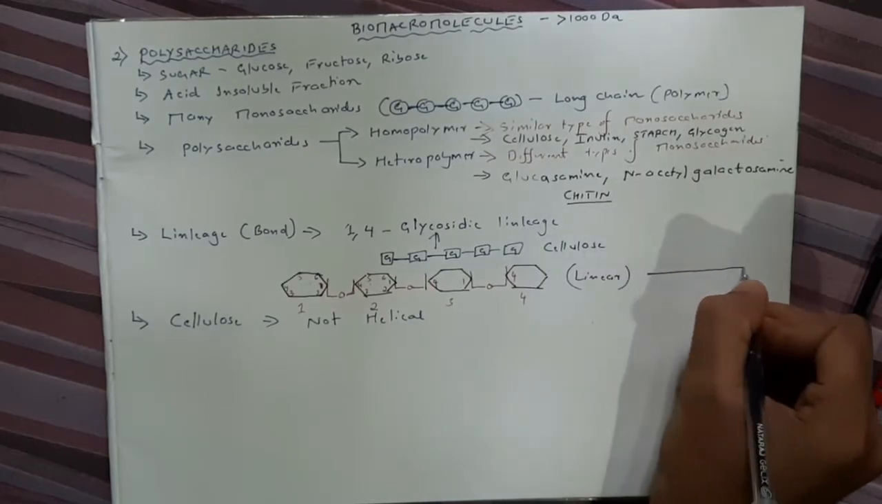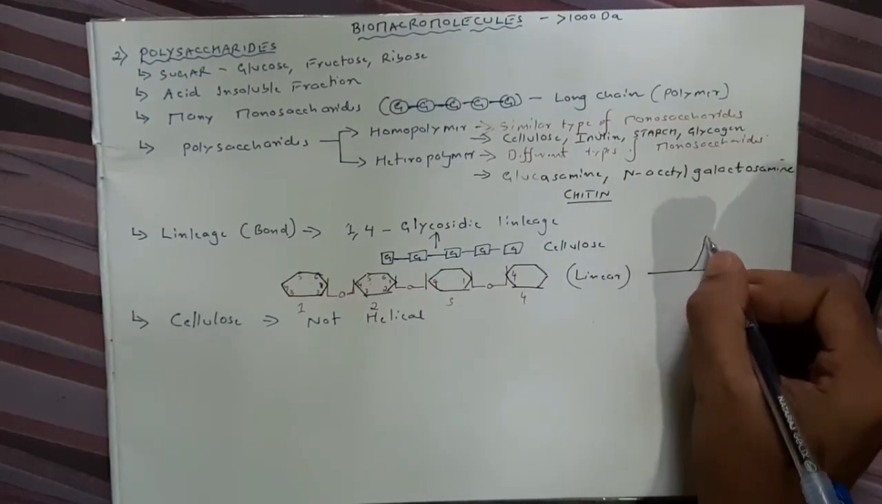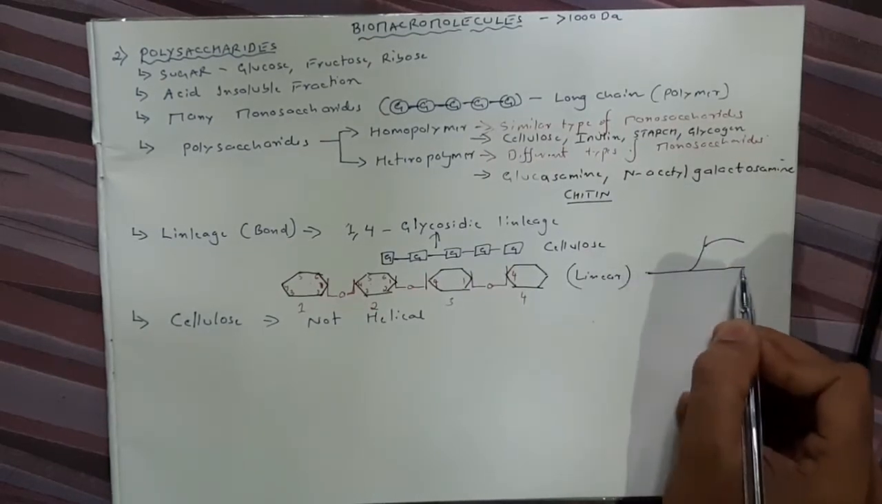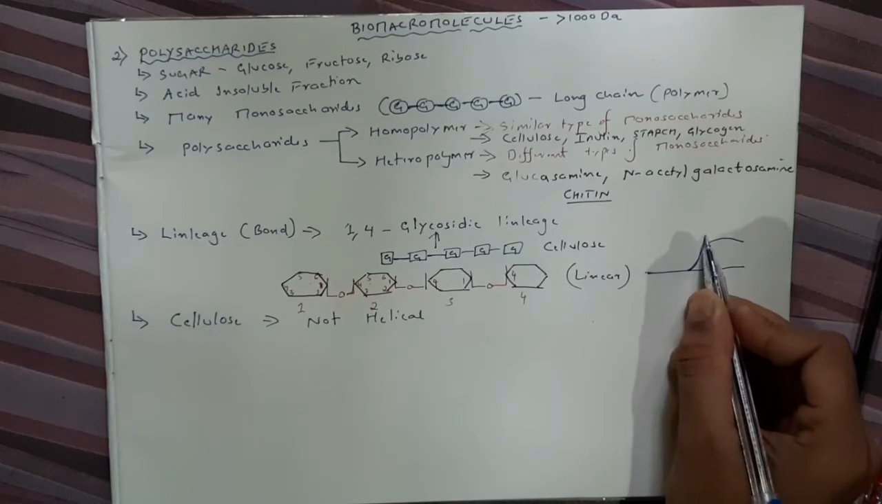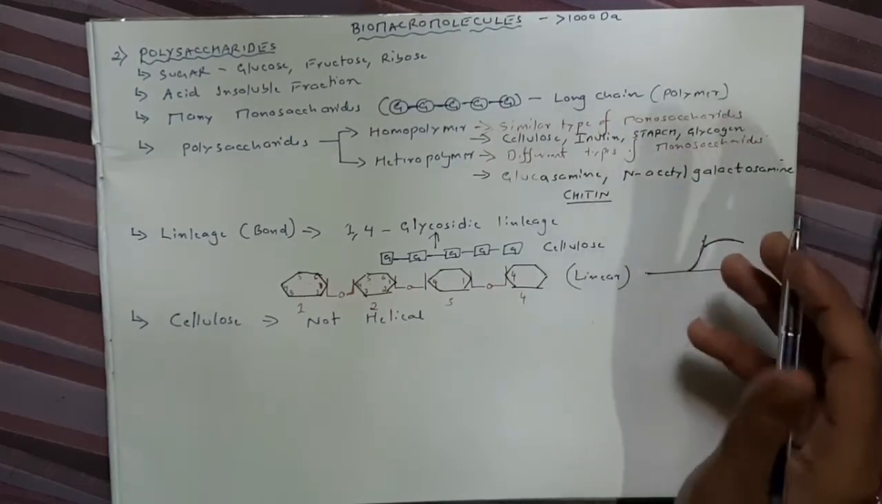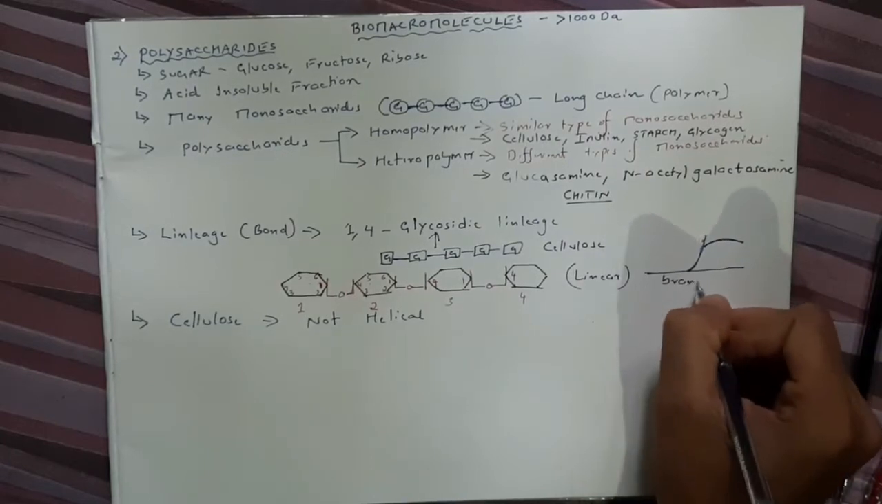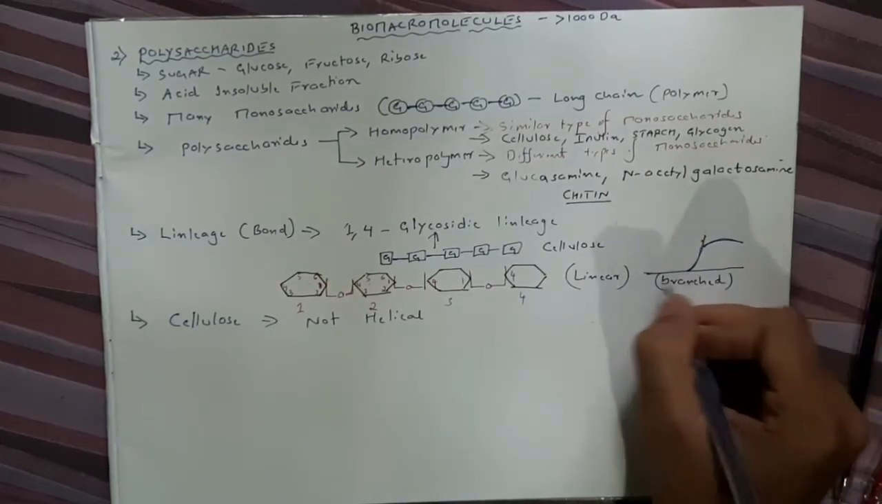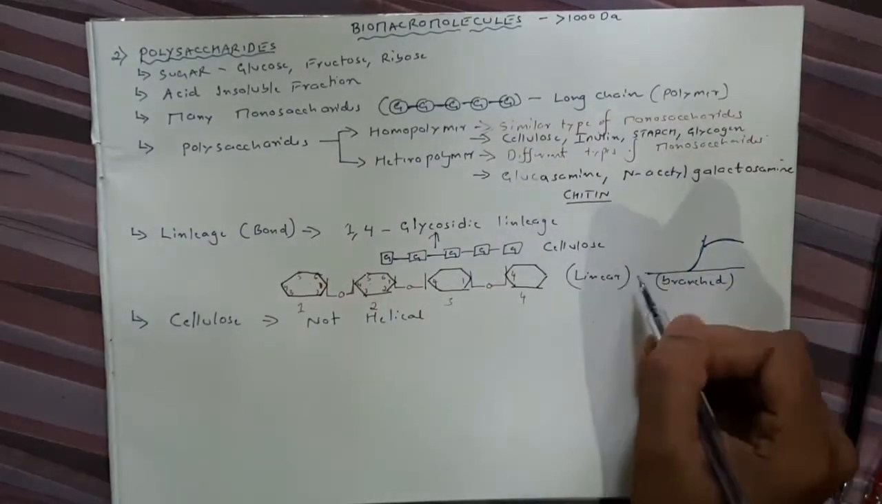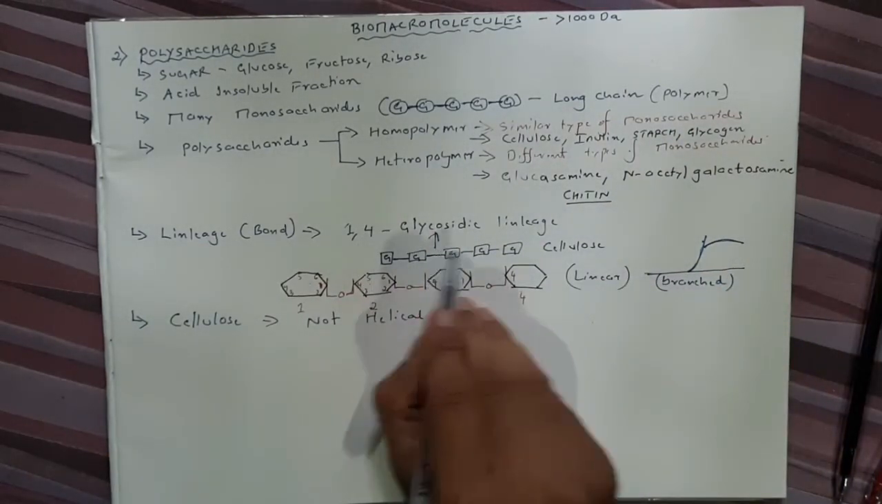For example, if I draw it in a simple line-like structure, it has got branches. See here, see the branches. This is one chain and this is another chain which is linked, and another chain which is linked to this chain. So it's actually kind of like a branched structure. Okay, but it is linear, simple. Only glucose is there. Other than that, nothing. Which is actually linked by 1,4 glycosidic linkage.